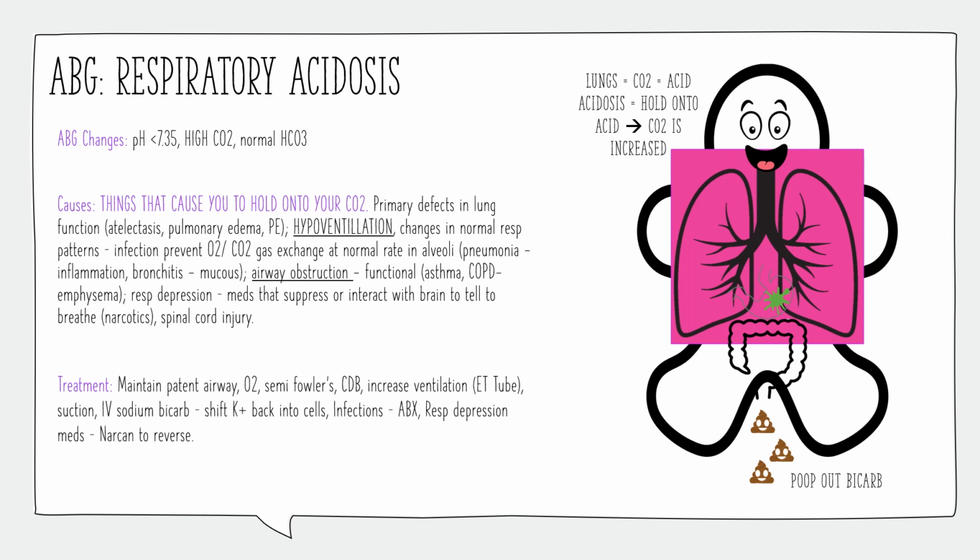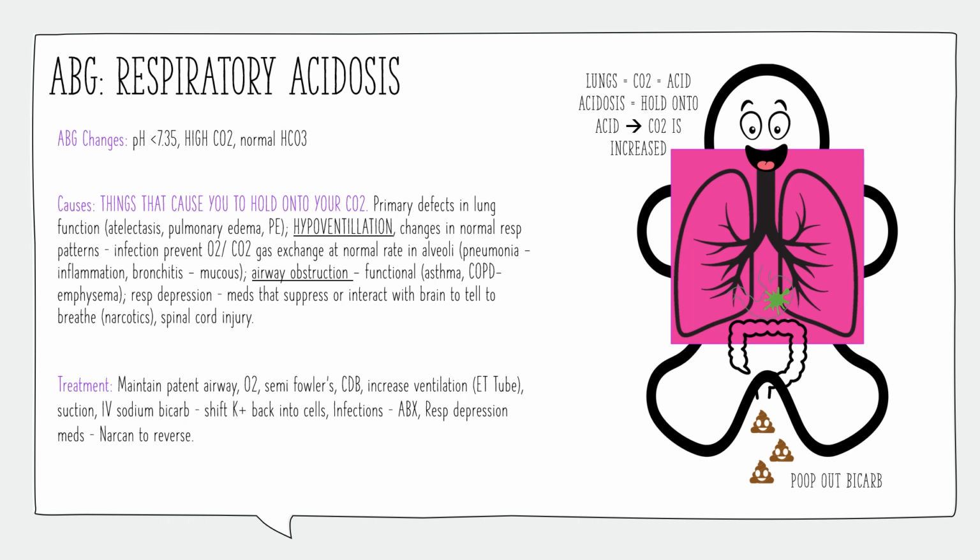Acidosis, you're going to hold on to your acid, which is going to lead to an increase in your CO2. Okay, so things that cause you to hold on to your CO2 would be defects in lung function, atelectasis, pulmonary edema, or a PE. Anything that's going to make you hold your breath and hold on to that CO2, so hypoventilation. Everyone take in a deep breath. You're primarily holding on to your CO2 until you blow it out.